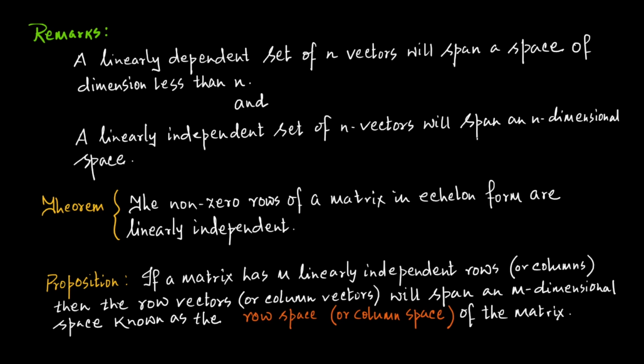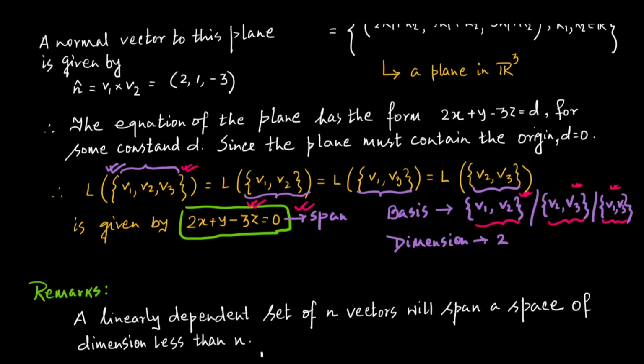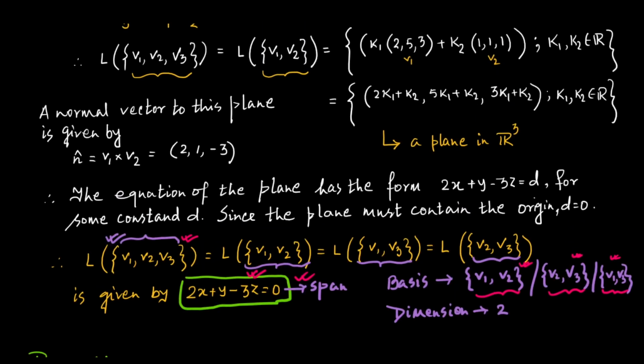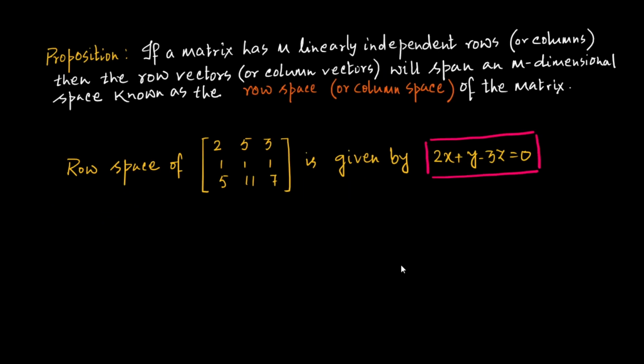Now, in light of the example that we just discussed, we can say that the row space of the matrix 2, 5, 3; 1, 1, 1; 5, 11, 7, where I have written the three vectors as rows of this matrix, is given by the plane 2x + y - 3z = 0. So whenever you look at this matrix, you can visualize this plane as the row space. Similarly, you can find out the column space as well.